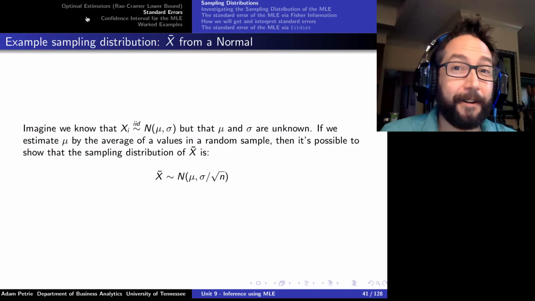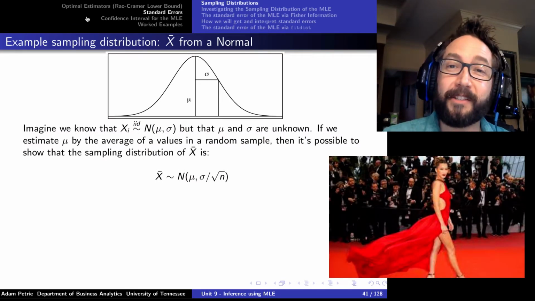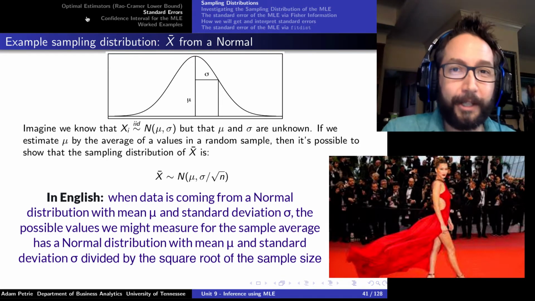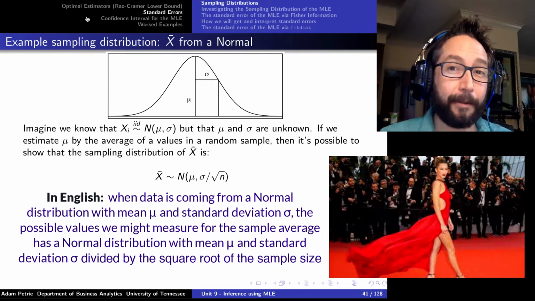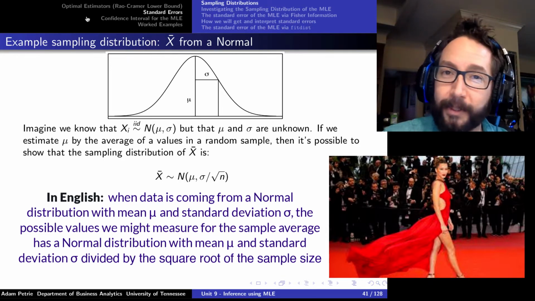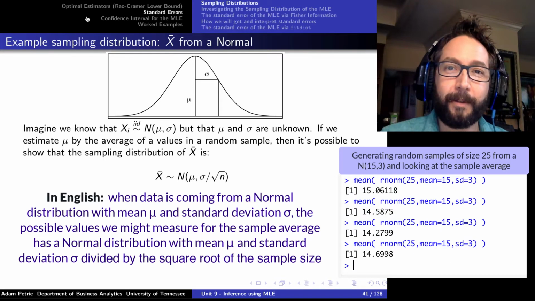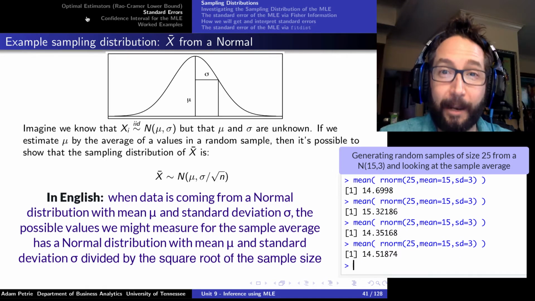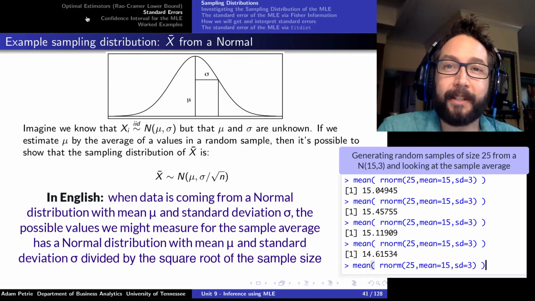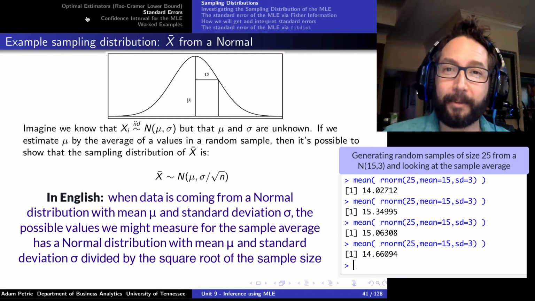Now, there's one very famous sampling distribution that we should introduce: the sampling distribution of the sample average when we're pulling data from a normal distribution. So let's imagine that we're dealing with an IID sample from a normal distribution that has a peak at mu and a standard deviation equal to sigma, and we collect n values from that distribution. If we calculate the sample average, that sample average is going to be tied into the data values that I happen to collect. If you collect a different random sample, you'll measure something different for that sample average.